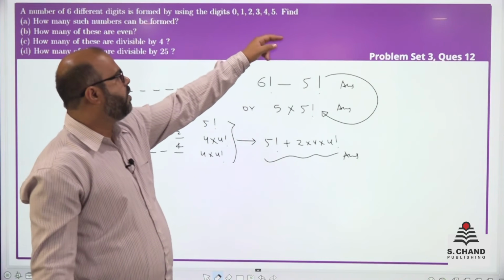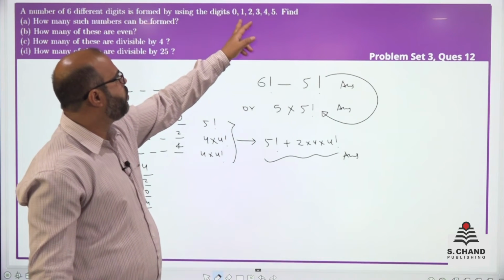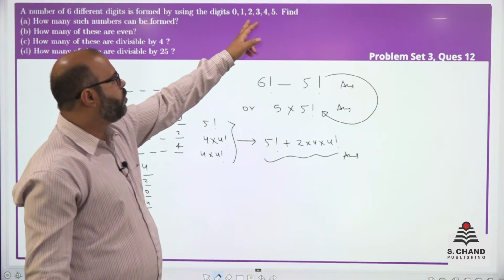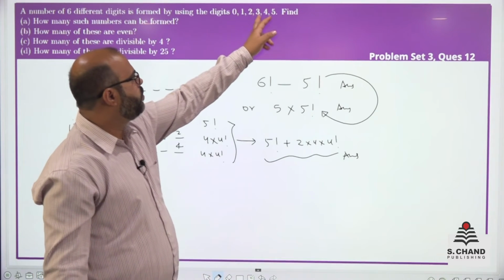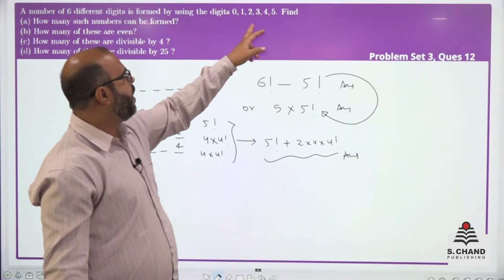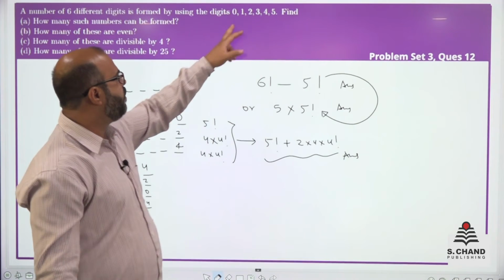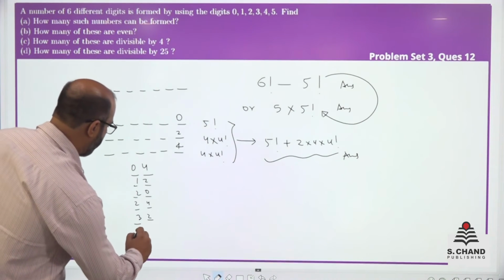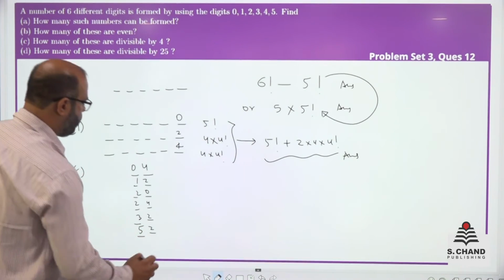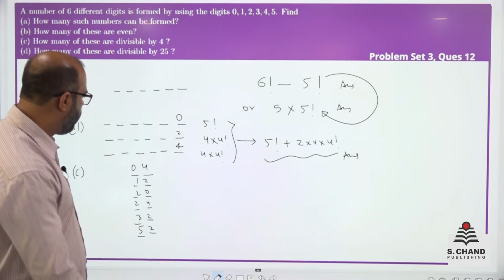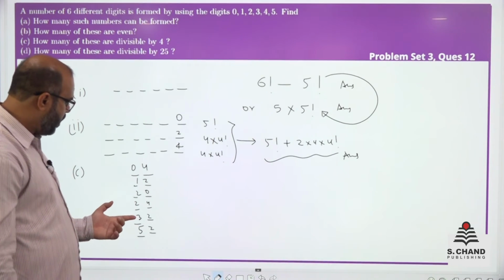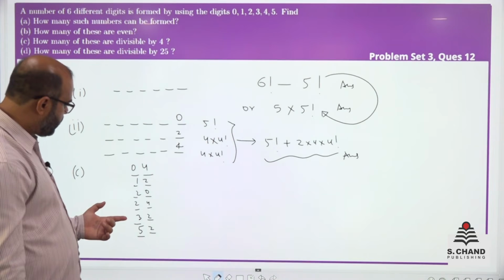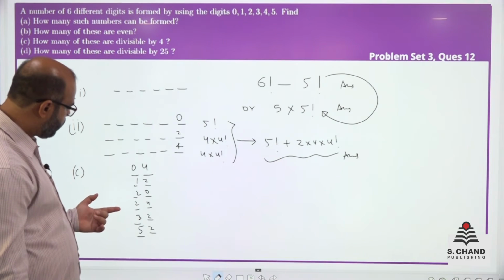3, 4 and 3, 5 won't. 4, 0, 4, 1, 4, 2 won't give you. 4, 3 won't. 4, 5 will won't. 5, 0, 5, 1, 5, 2 will give you. These 5, 3 and 5, 4 won't give you. So 1, 2, 3, 4, 5, 6 cases seem to be there.